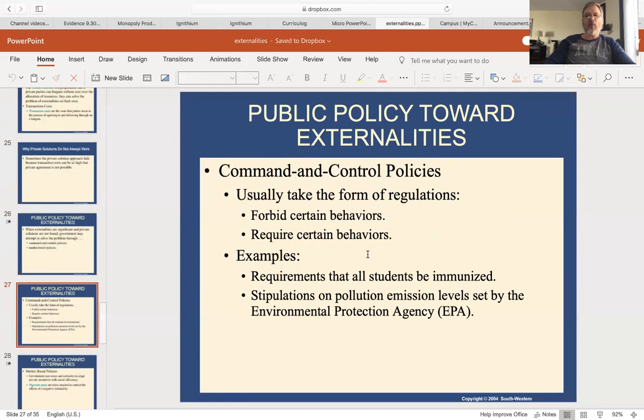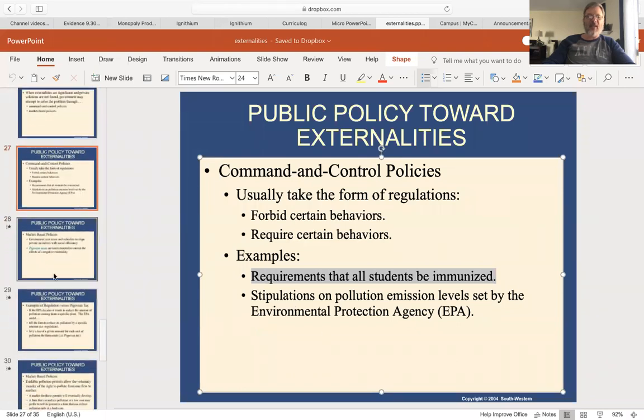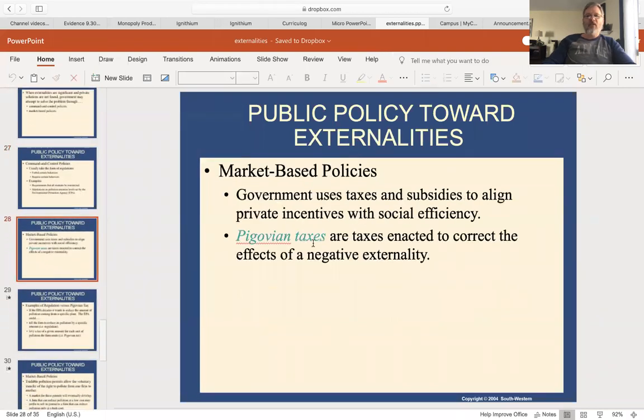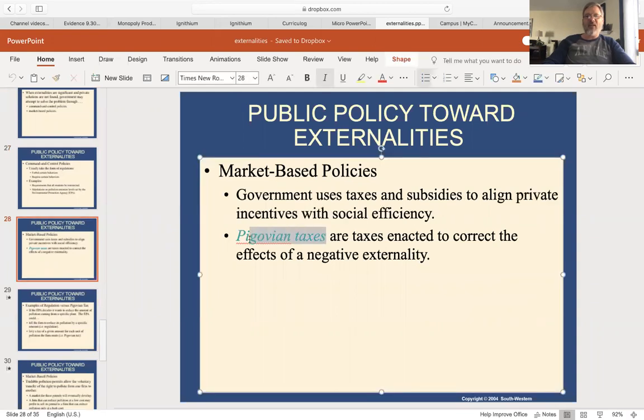Again, command and control policies normally forbid certain behaviors or require certain behaviors. For example, requirements that all students be immunized to go to a public school, and stipulations on pollution levels are examples of command and control policies. And again, the government policies that are market oriented are these tax and subsidy schemes.